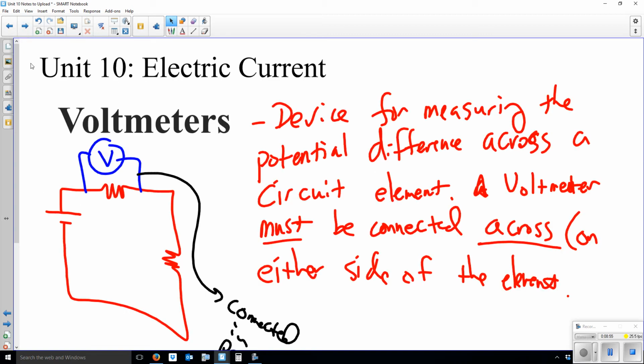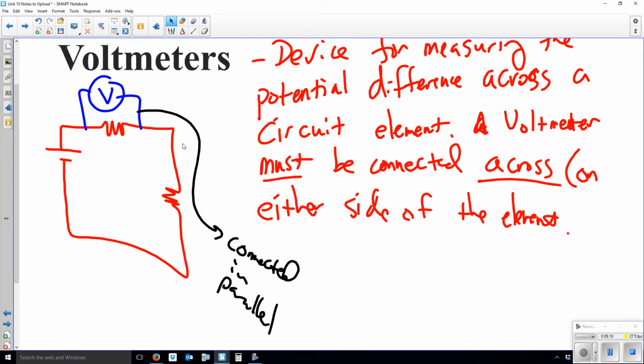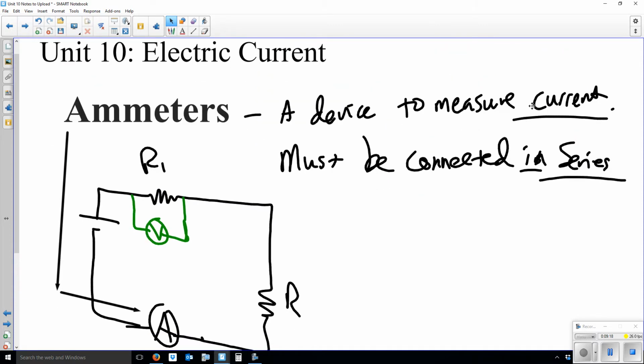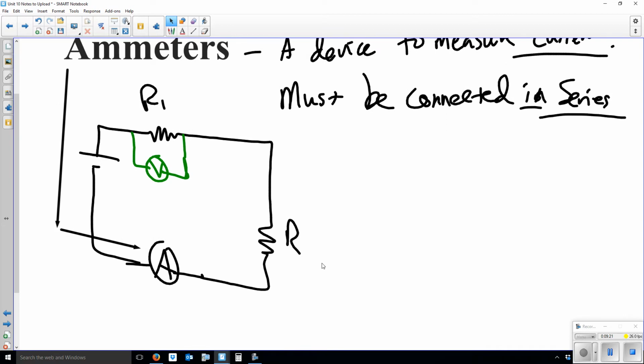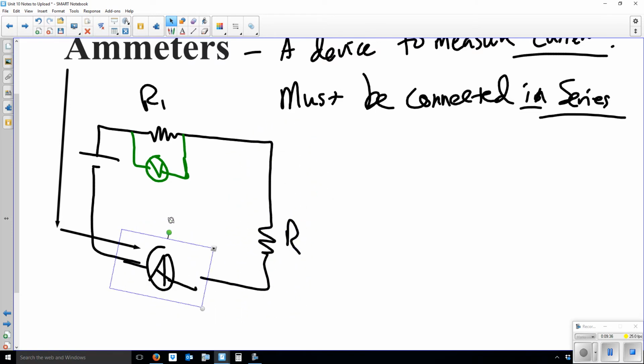Voltmeters are used to measure the potential difference across a resistor. They're used in sort of real life applications. Voltmeters have to be connected across, or on either side of, whatever resistor or resistors you're talking about, in parallel. With an ammeter, we're measuring current, and it has to be connected in series, and we'll see why that is in a little while. But we could actually put that ammeter anywhere as long as it's in series with whatever resistor we were worried about. We could put it here, here, anywhere as long as it's in series with the resistor that I'm worried about.